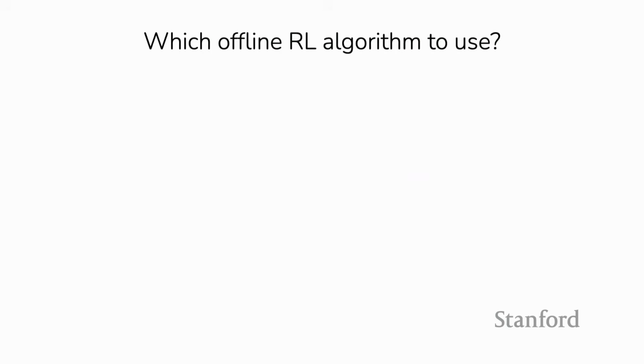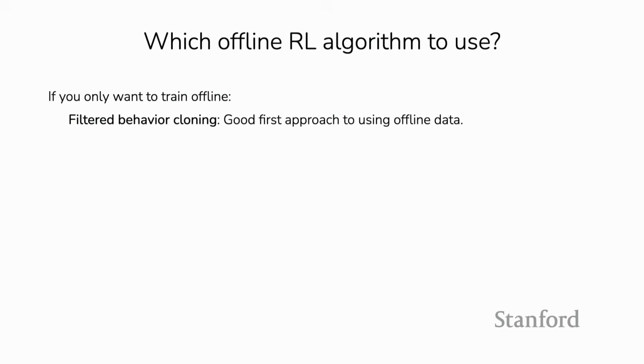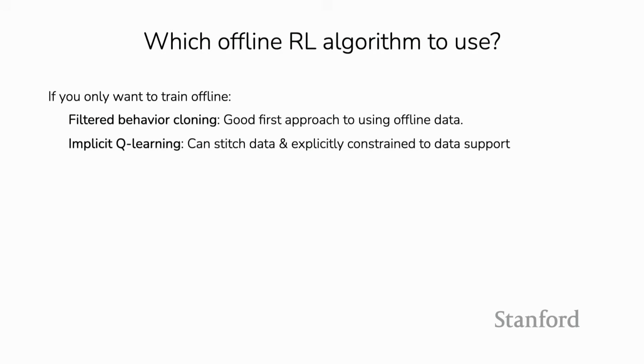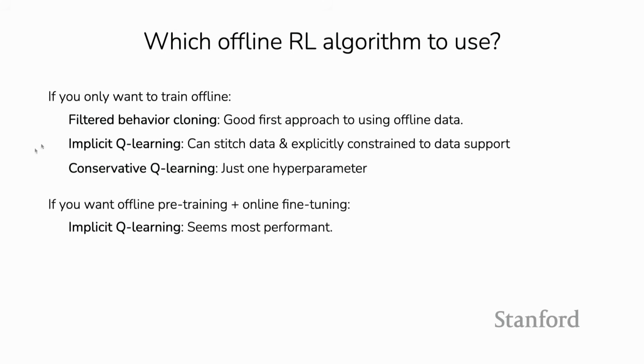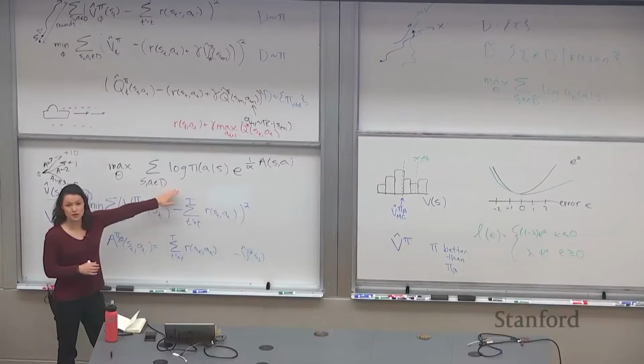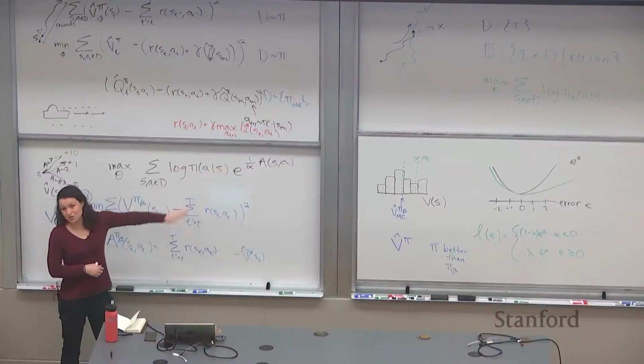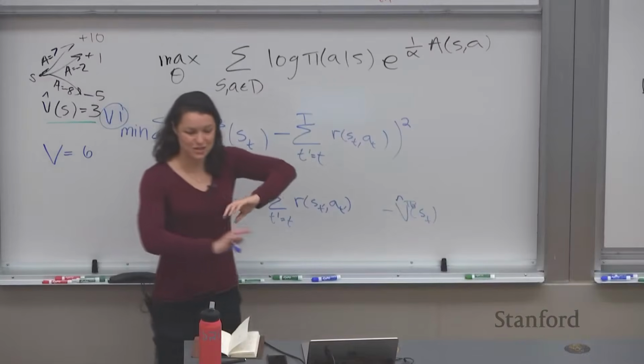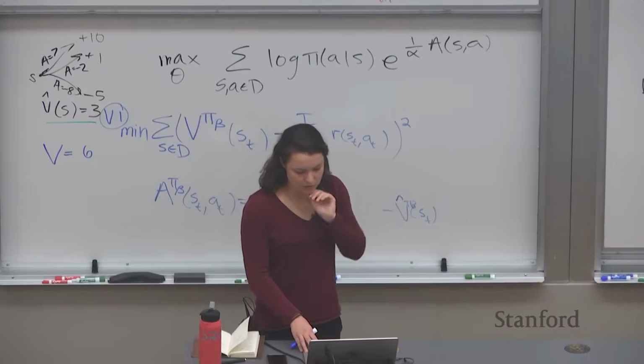This example application is for the algorithm we didn't cover. If you want to train offline, filtered behavior cloning and implicit Q-learning are both good approaches. But implicit Q-learning is going to probably work better, especially if you have a broader data set. And if you want to do offline pre-training and online fine-tuning, IQL is actually a very good algorithm for doing that. It can also be used with online data collection quite effectively, and it works quite well there.